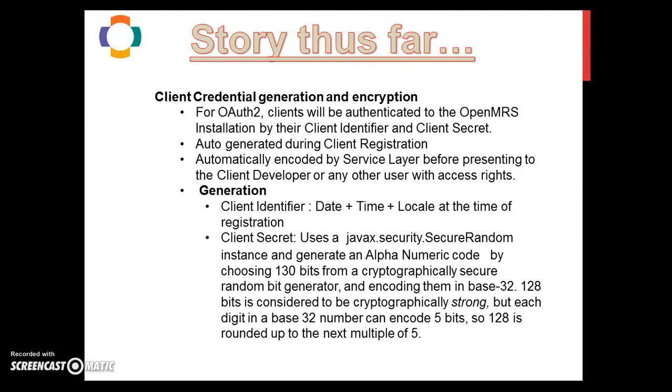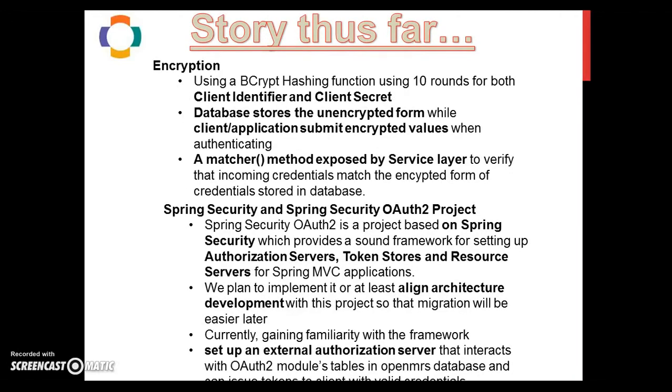So 128 bits is said to be cryptographically strong, but since in base 32, 2 to the power 5 is 32, we represent each character by 5 bits, so the closest multiple of 5 turns out to be 130. So that's why I've chosen 130.